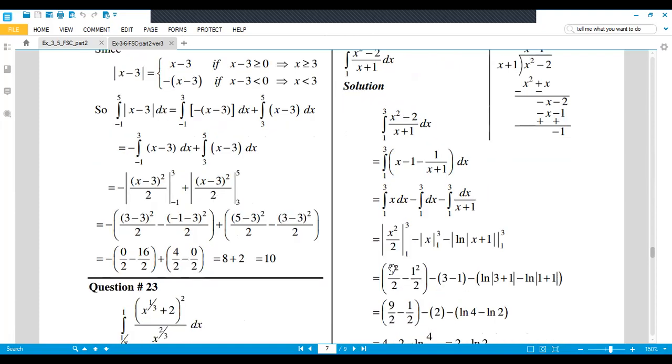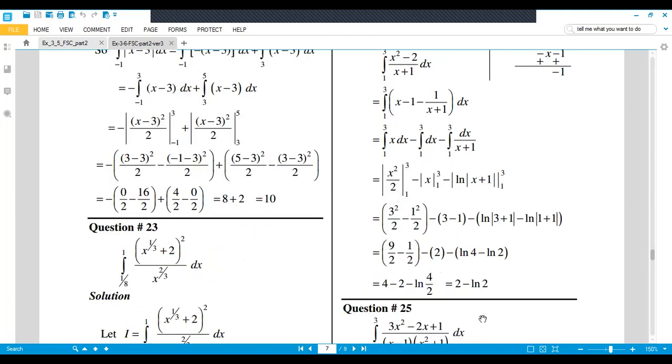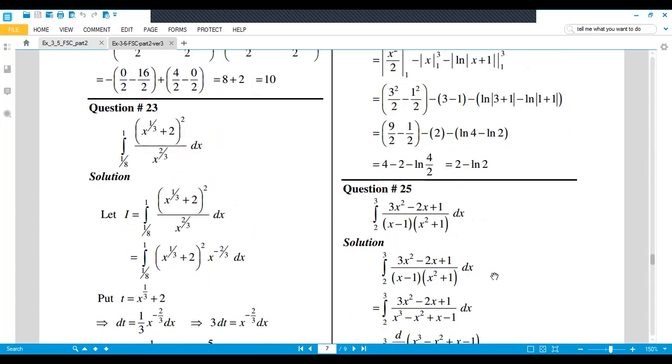Now you put the upper limit in the first term minus the lower limit, the upper limit in the second term minus the lower limit, and the upper limit in the third term minus the lower limit. Then you get 9 over 2 minus 1 over 2, here minus 2, minus natural log of 4 minus natural log of 2, so natural log of 4 over 2, and here we get 8 over 2 which is equal to 4. 4 minus 2 is 2, natural log of 2. We will get this answer.